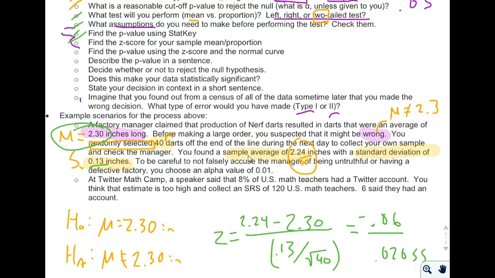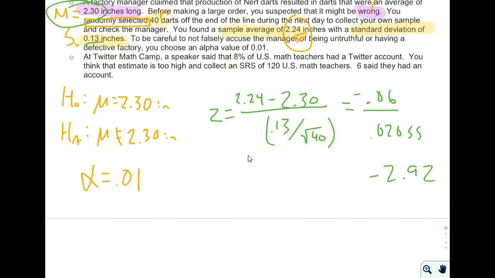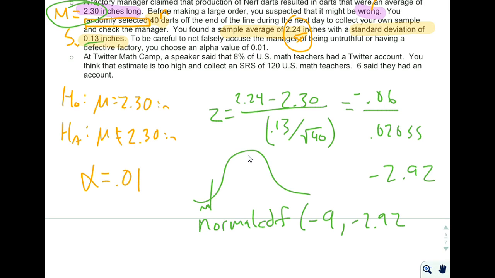From there, if I want to get a p-value out of that, I need to plop that on the normal curve. It's going to be way down here, and it's going to be shading to the left of that. I'm going to be doing normal CDF of negative infinity, or negative something large, to negative 2.92. And when I do that, I get a p-value of 0.0018. If I round it up, 0.0018. That is my p-value.